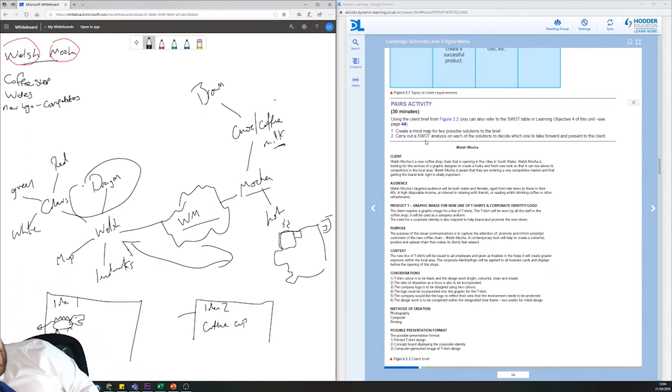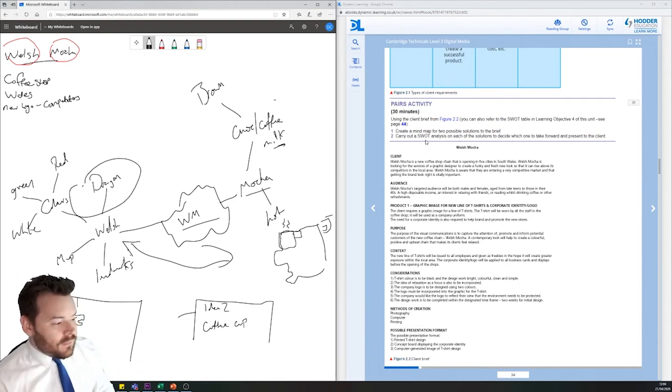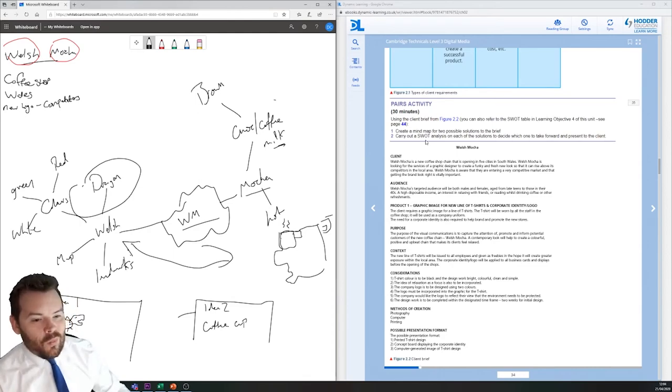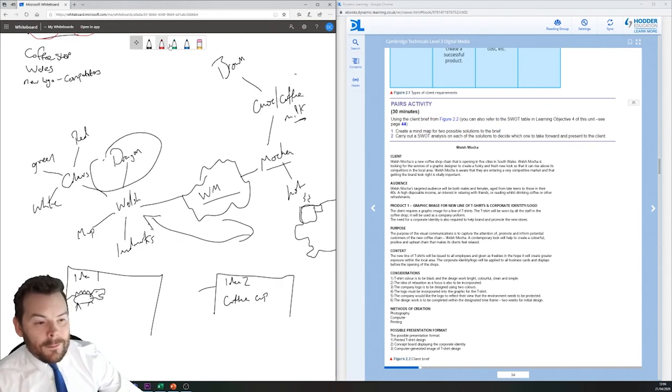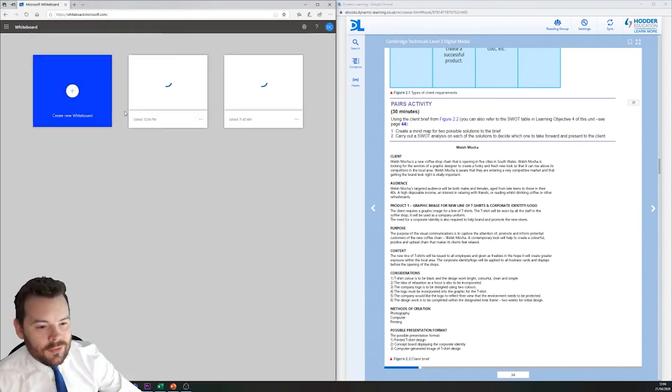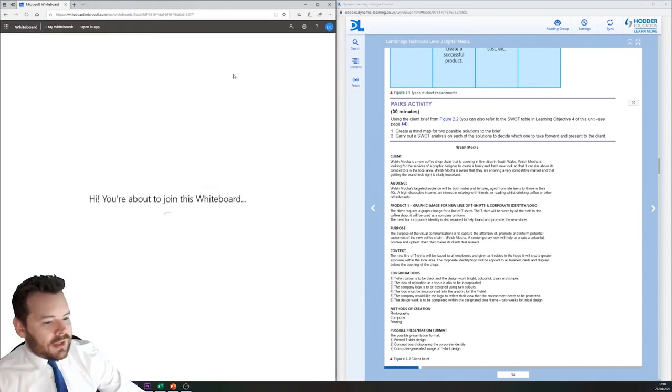Oh, I just can't see. You can't see my dragon. There it is. A SWOT analysis is going to help me to work out which one of those is a better idea. Okay, let's go back to my next whiteboard and take a look at SWOT analysis.